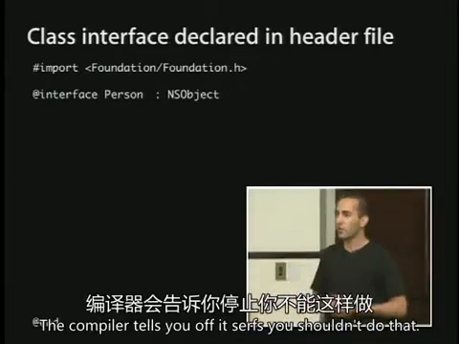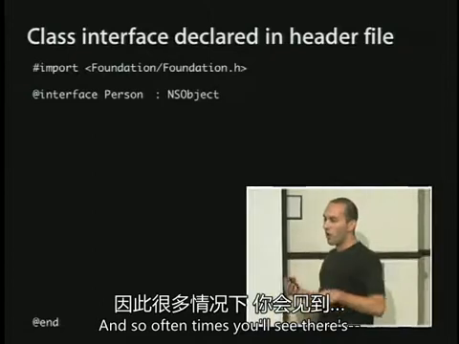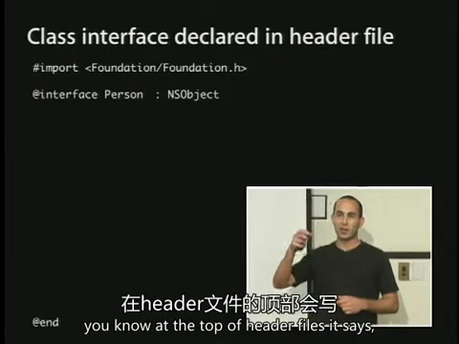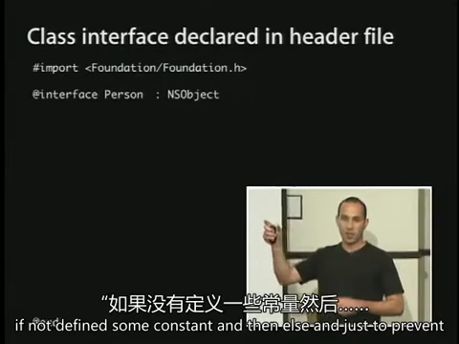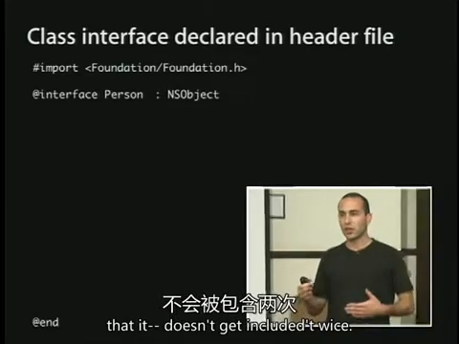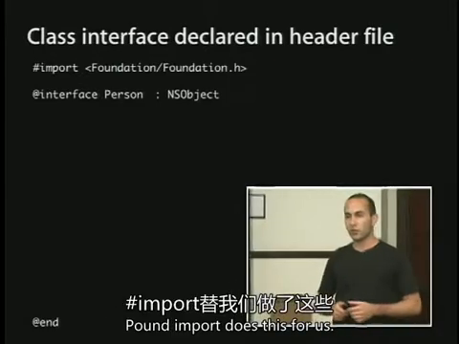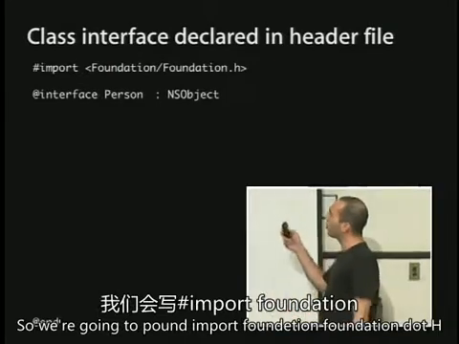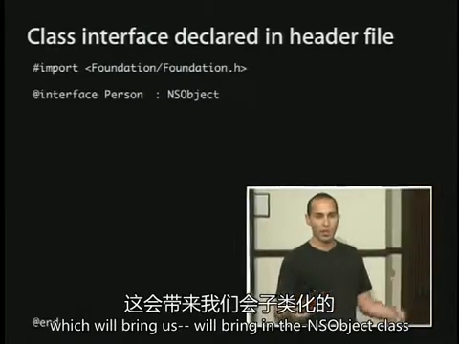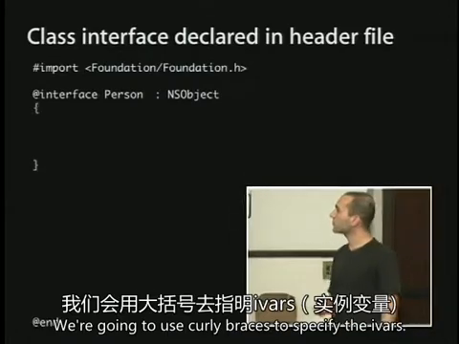The compiler tells you off, says you shouldn't do that. And so oftentimes at the top of header files you'll see an "if not defined, some constant, else" check, just to prevent it from getting included twice. #import does this for us. So we're going to #import Foundation.h, which will bring in the NSObject class for us to subclass from.